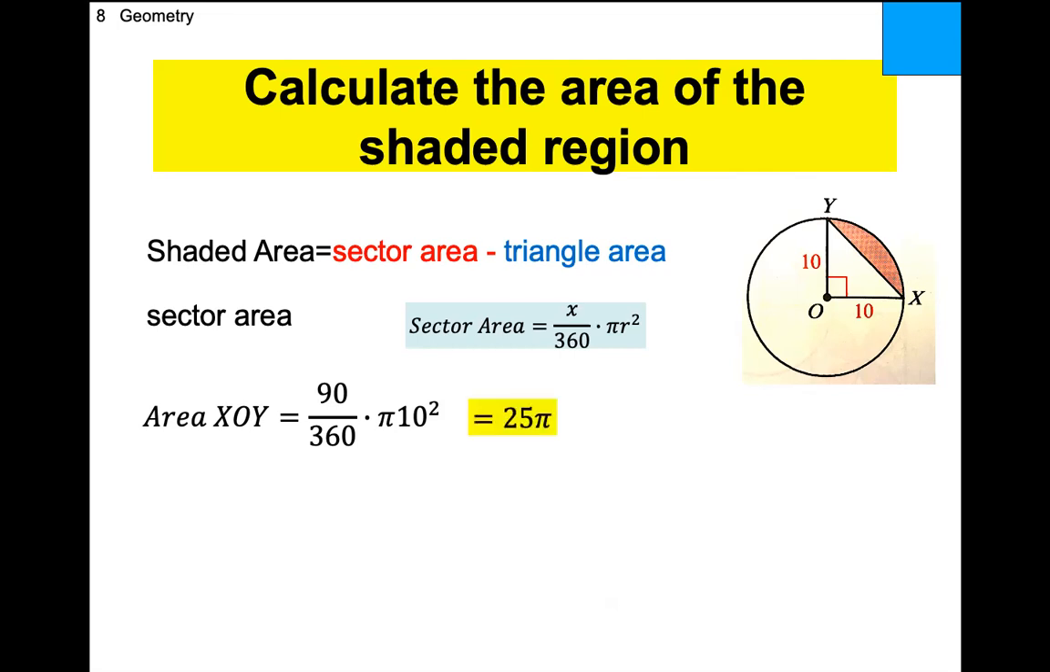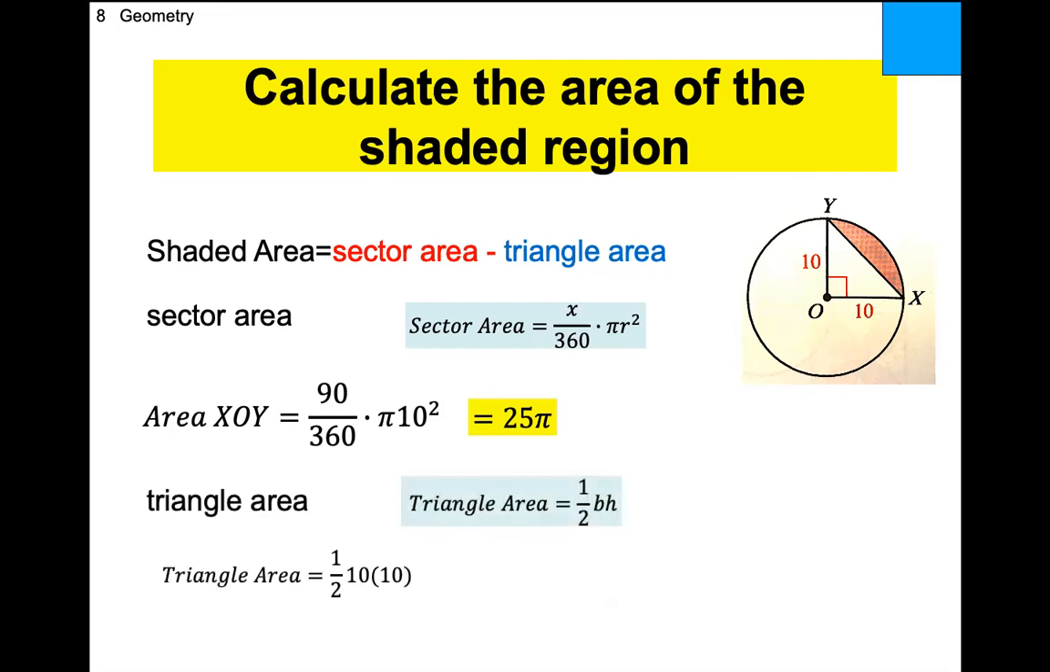Well, that was easy. Look at our formula. We just did sector area. Now what do we need to do? What's the formula for area of a triangle? Base times height divided by 2. Yes, I knew you knew it. What's the base? 10. What's the height? 10. 10 times 10 is 100, divided by 2 is 50. So it's 25 pi minus 50.